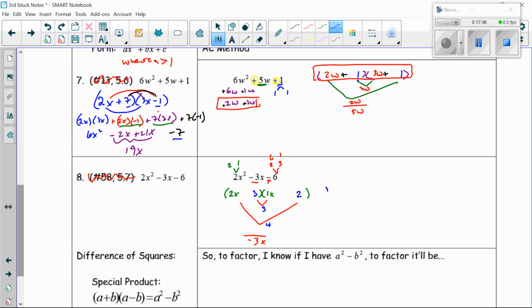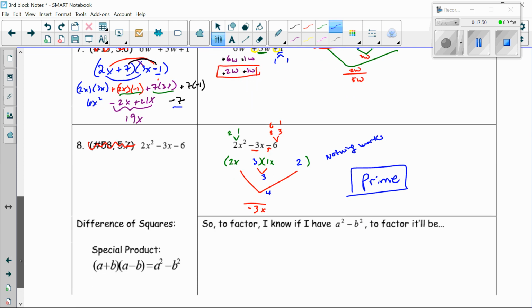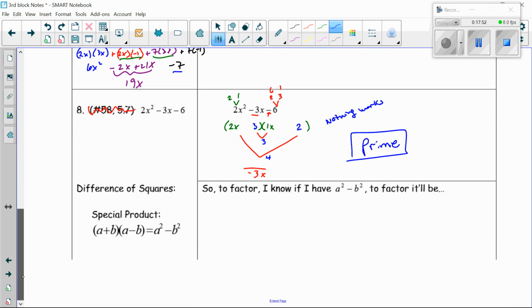When there is nothing, that means this doesn't factor. And any number that doesn't factor is called prime. So any trinomial that doesn't factor is also prime. Okay. All right, from there we get into special products. So we have difference of squares and sum and difference of cubes.